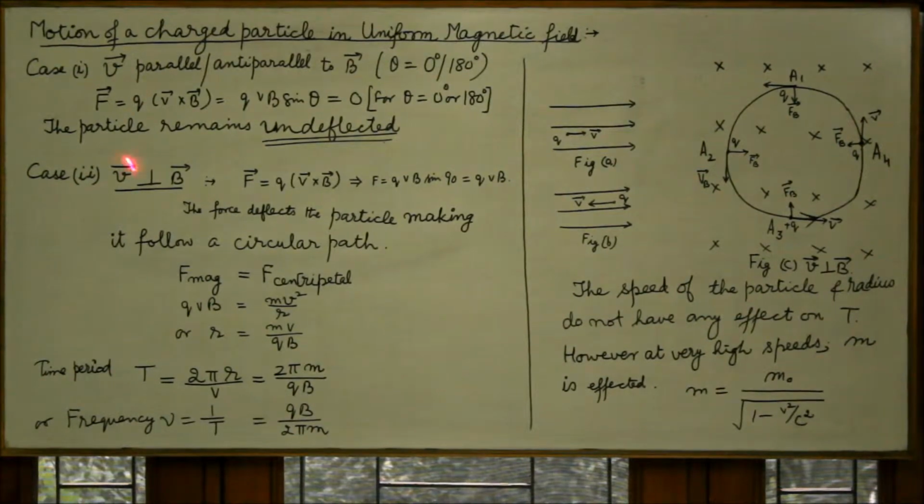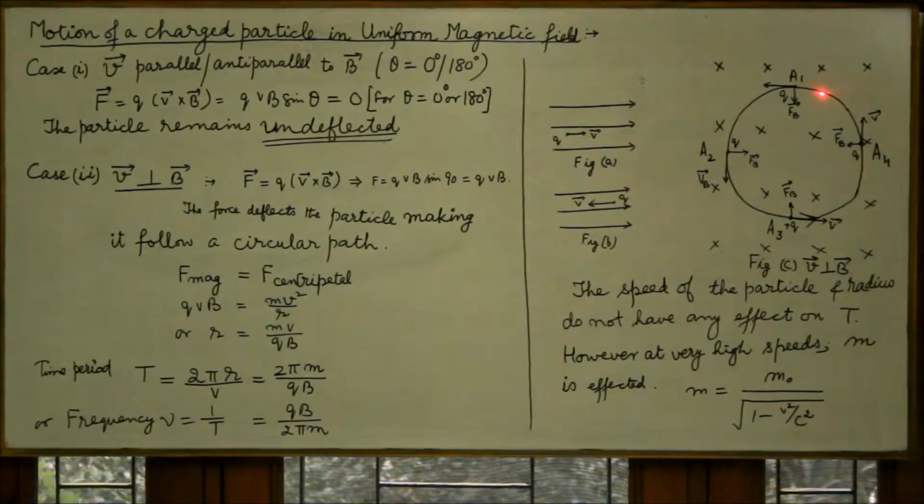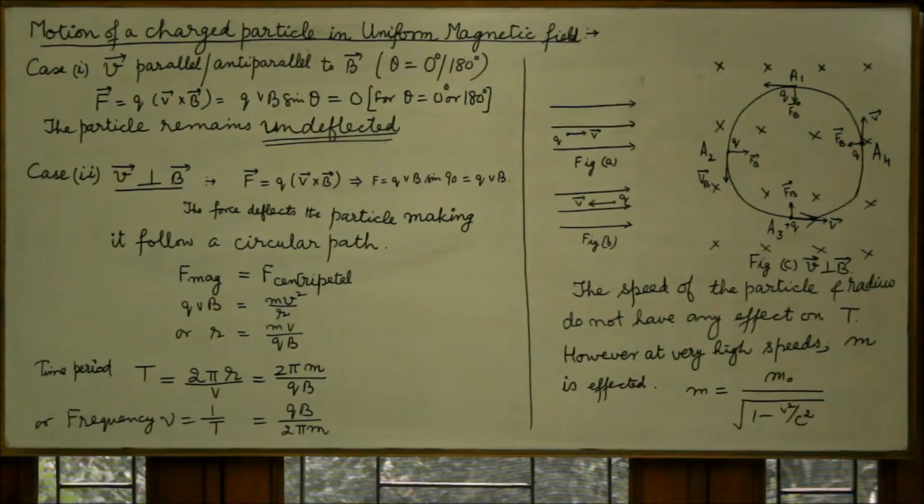Now here the force is perpendicular to V as well as to B. A force perpendicular to V will deflect the particle sideways. As you can see, when the particle moves in this direction, you can apply Fleming's left hand rule to find out the direction of the force. The particle moving in this direction, force is downward. The particle moving in this direction, force is towards right, and so on.